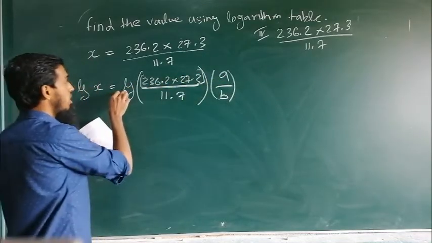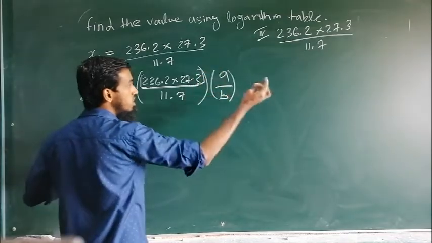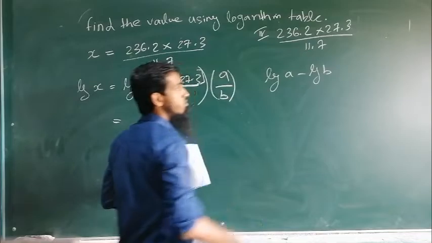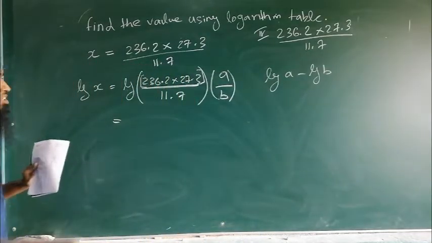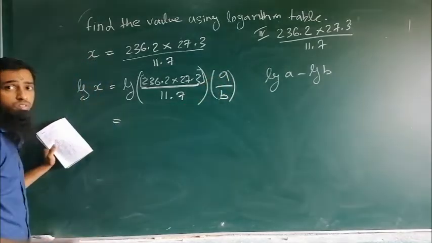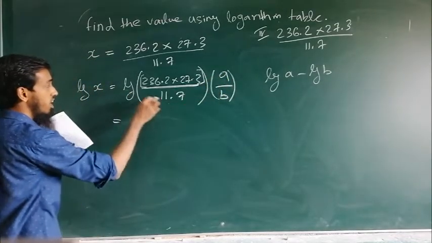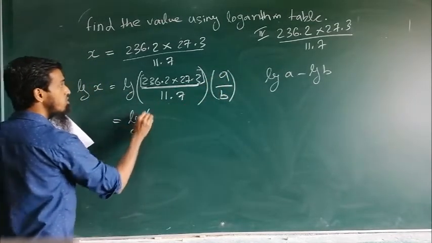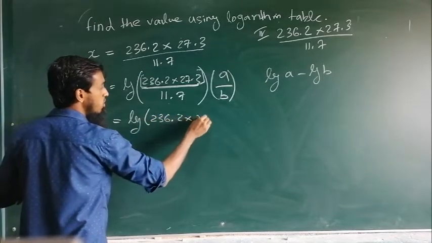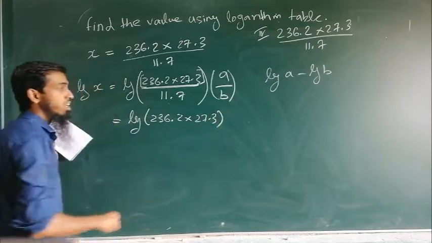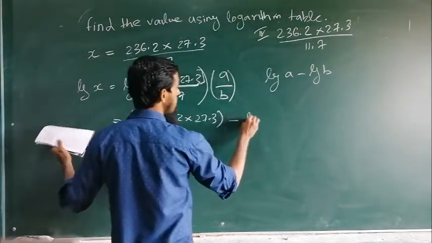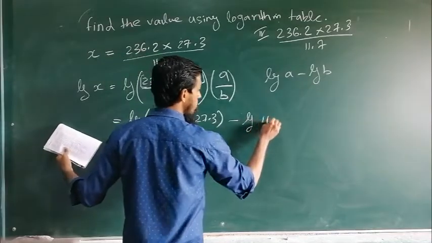So if you have LG A over B, what is the step? You write LG A minus LG B. Okay, so whatever is in the numerator part, think like a single value. So you write LG within bracket 236.2 into 27.3, thinking of it as a single value. Then subtraction, LG 11.7.